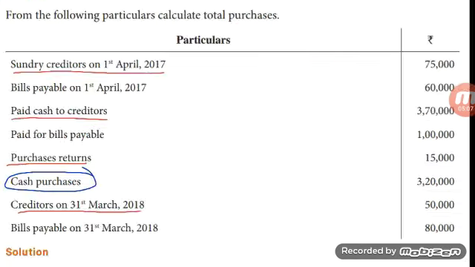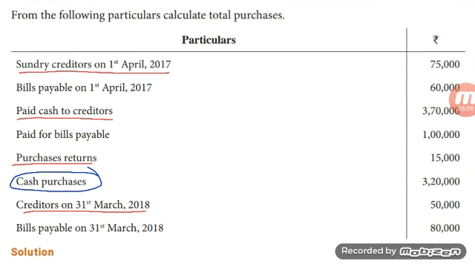Then next step, preparation of creditors account. Draw the creditors account, write the title, then abbreviations, DR on the debit side and CR on the credit side. First enter the opening balance as by balance brought down. Sundry creditors on 1st April 2017 is the opening balance. Enter as by balance brought down 75,000.